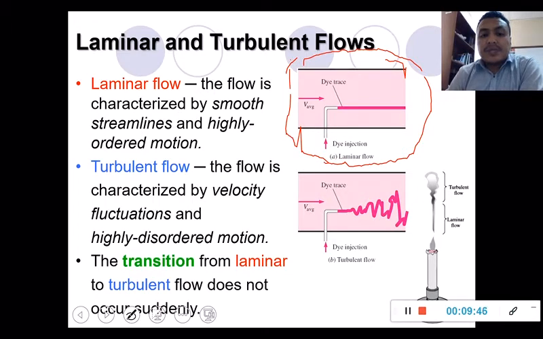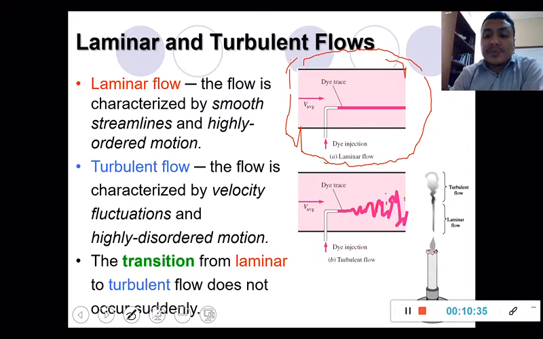Laminar flow is characterized by smooth, streamlined, and highly ordered motion. Those are the two characteristics of laminar flow. The opposite of laminar flow is turbulent flow, which is characterized by velocity fluctuation, meaning that sometimes the fluid is slow and sometimes it is moving much faster, and by highly disordered motion, where we have a lot of disturbance. The transition from laminar to turbulent flow does not occur suddenly.